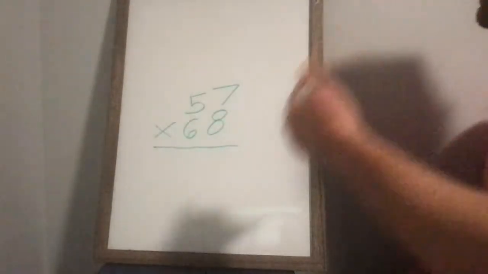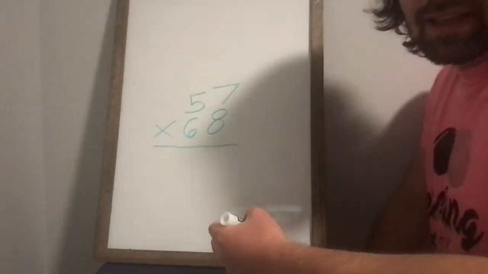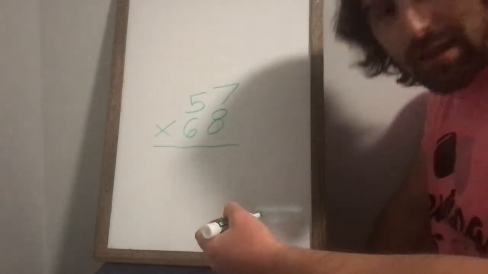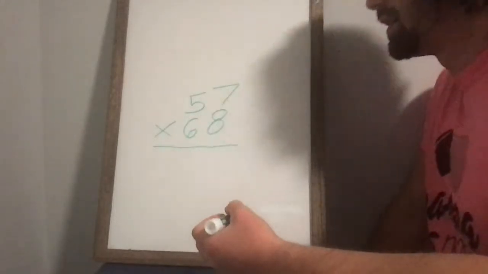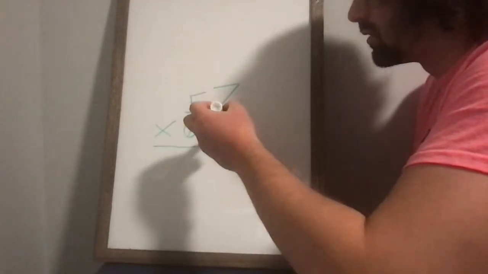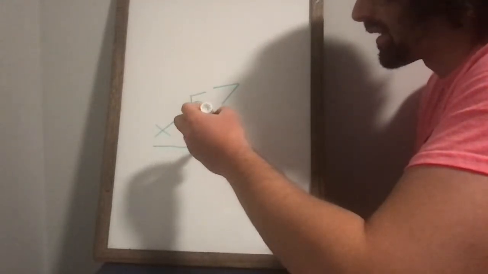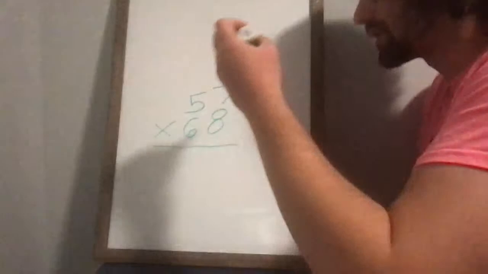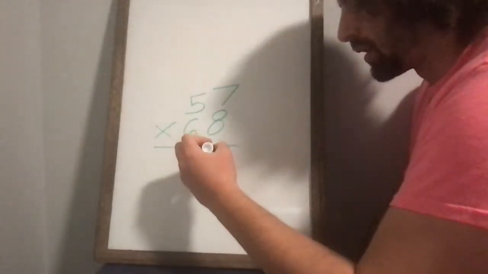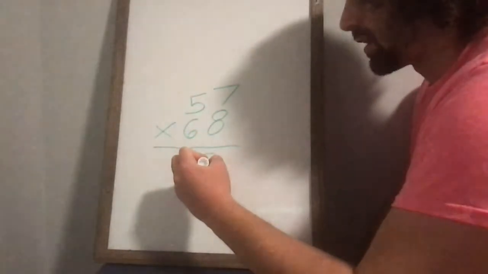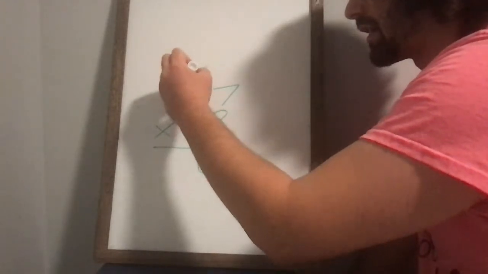Club horn. All right. 57 times 68. So step one is we multiply the two digits in the ones place. 7 times 8 equals 56. So we are going to put 6 in the ones place, and then the 5, we are going to carry that over.